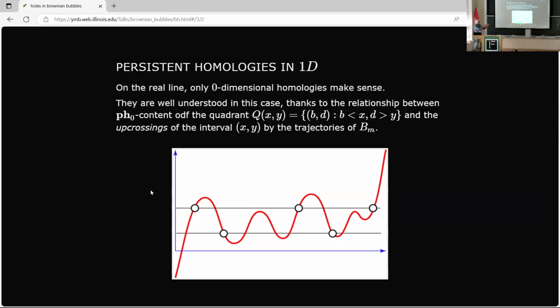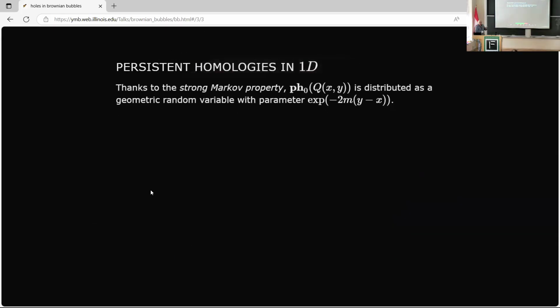So that means if you have Markov trajectories, say Brownian motion with drift, then you know everything. And indeed, immediately, by the strong Markov property, if you have this Brownian path with drift, the number of those upcrossings, the content of our quadrant, will be just a geometrically distributed random variable with this parameter. And from that, you can immediately deduce the density of this point process.